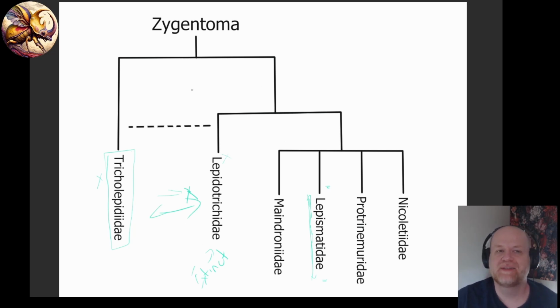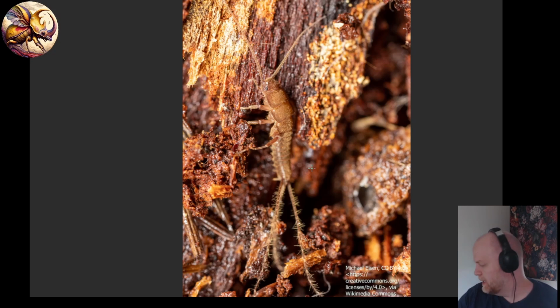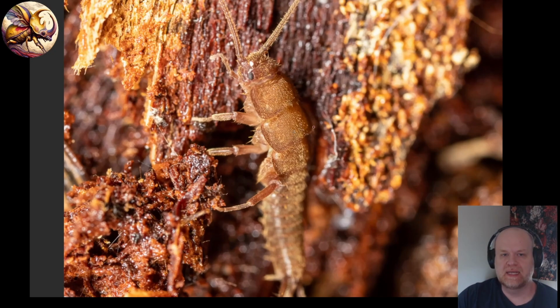Other than that, you don't have to think about these two families very much. But let me show you Tricholipidian. This is a Tricholipidian, and what makes it identifiable is, one, it has ocelli, which are simple eyes, which aren't always present in the Zygentoma, but when they are present, they'll be in the center of the head.